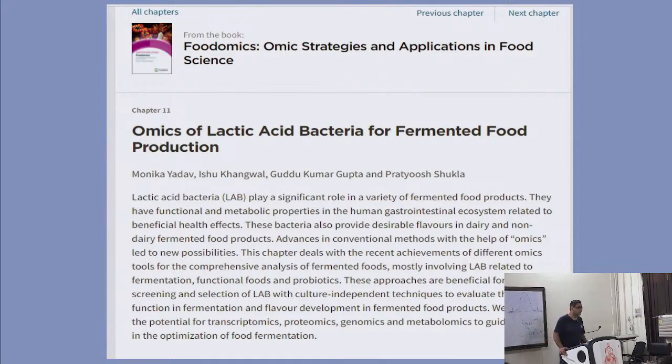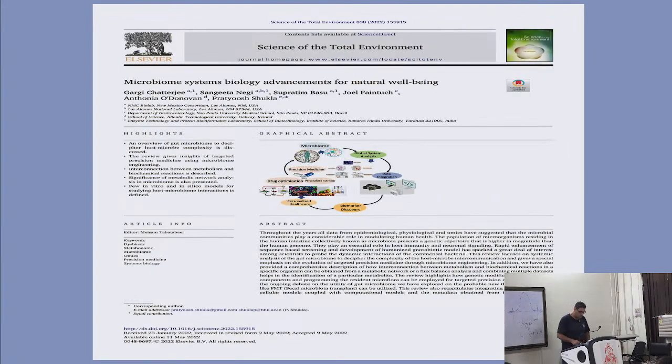So lactic acid bacteria based omics, and in the lab, day before yesterday, somebody was asking about screening and selection of culture independent. So the FOROMICS tools can be useful for bacteria which cannot be cultured, the unculturable ones. So this is also good. And then this is a new paper, microbiome systems biology advancement for natural well-being. I told you about microbiome systems biology, microbiome engineering, and also precision medicine. All is covered in this tutorial review.